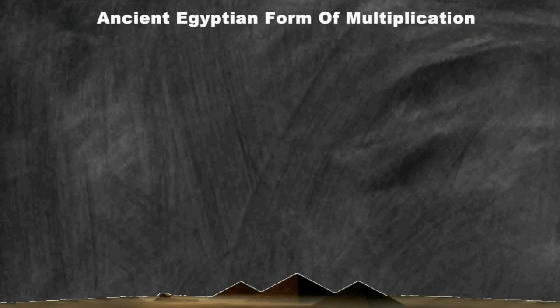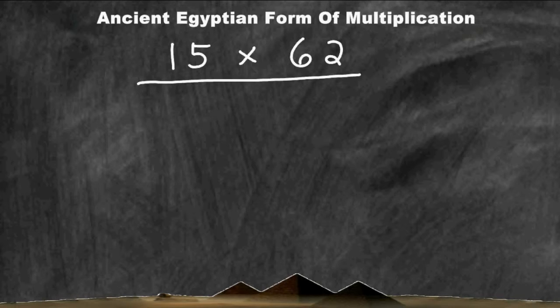Let's try another example. In this example, we are going to multiply 15 times 62. As always, start by writing the number 1 in the first column and start doubling the number 1. But remember, we are not allowed to exceed the number 15. So 1, 2, 4, and 8 are the only numbers that we may write underneath the number 15. If we were to double 8, that would exceed 15.